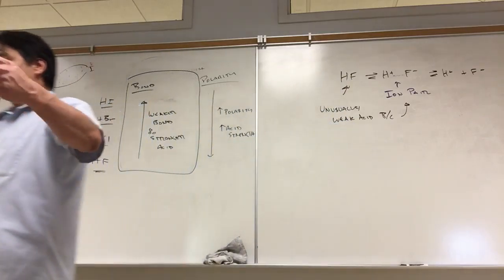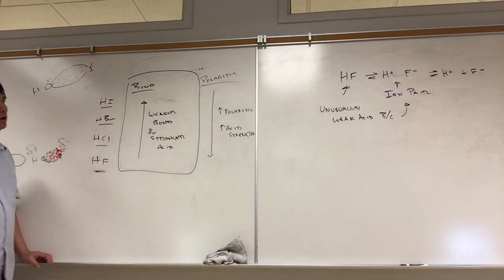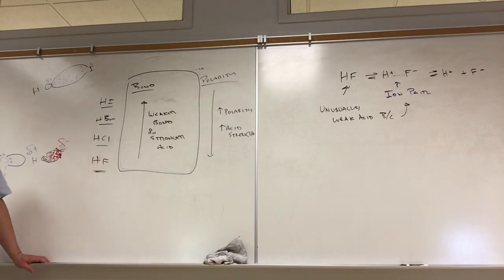Fluoride's very small, chloride's a lot bigger, so chloride, the closest one, is not going to have an ion pair problem.